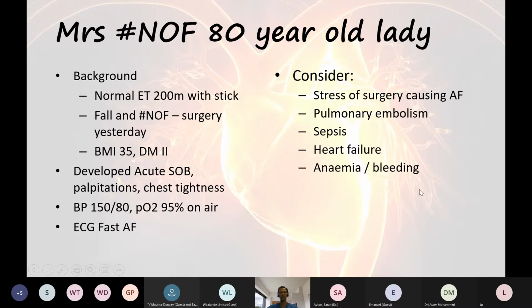But assuming we rule out all these other things, how are we going to treat this patient? Chemically cardiovert her with metoprolol and see how it goes. Her blood pressure is tolerable for beta blockers. So you said chemically cardiovert there. Is that what you meant? Yeah, just a trial of metoprolol and see how it goes, provided that we have excluded all the other causes of AF.